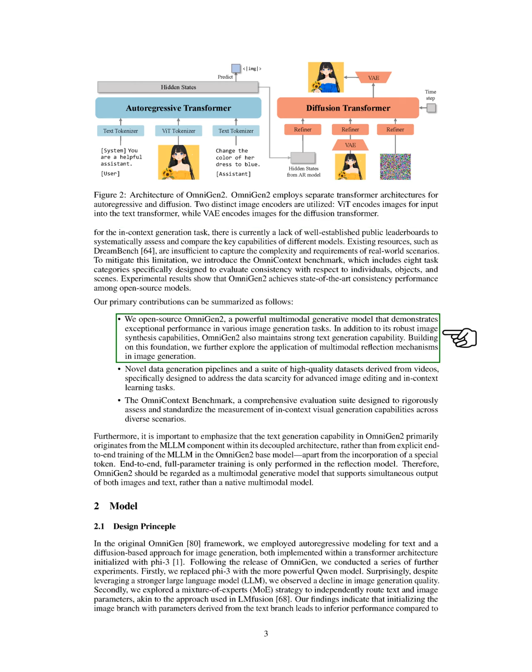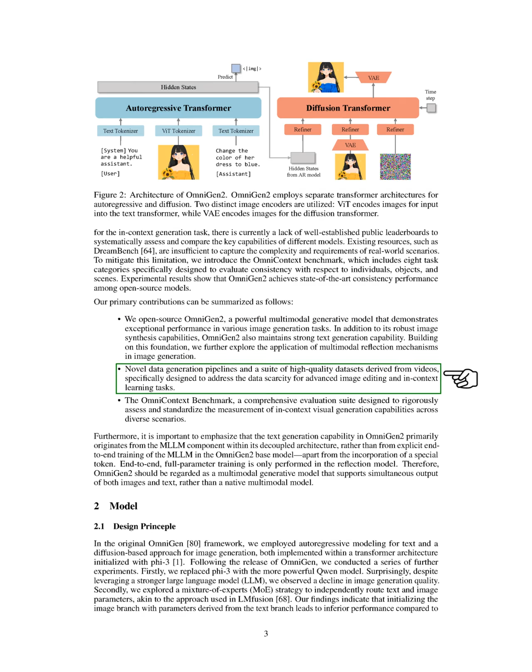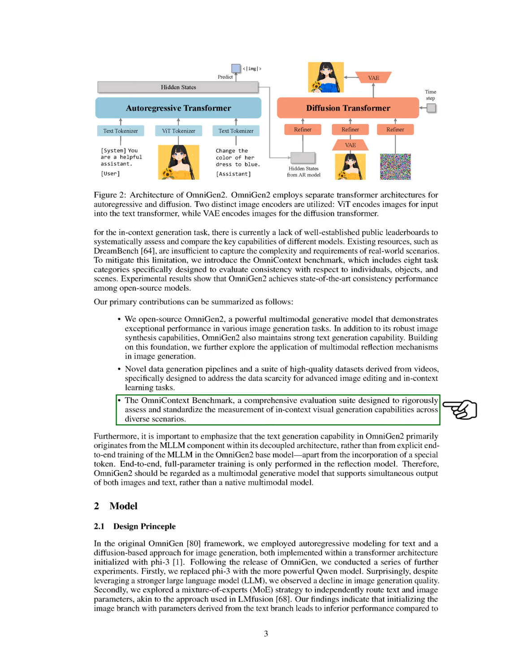In summary, our main contributions include the open sourcing of OmniGen2, a robust multimodal generative model excelling in various image generation tasks while maintaining strong text generation capabilities. We also explore multimodal reflection mechanisms in image generation, develop new data generation pipelines, and create high-quality datasets from videos to address data scarcity. Lastly, we present the Omni Context Benchmark, a comprehensive evaluation suite for assessing in-context visual generation capabilities.